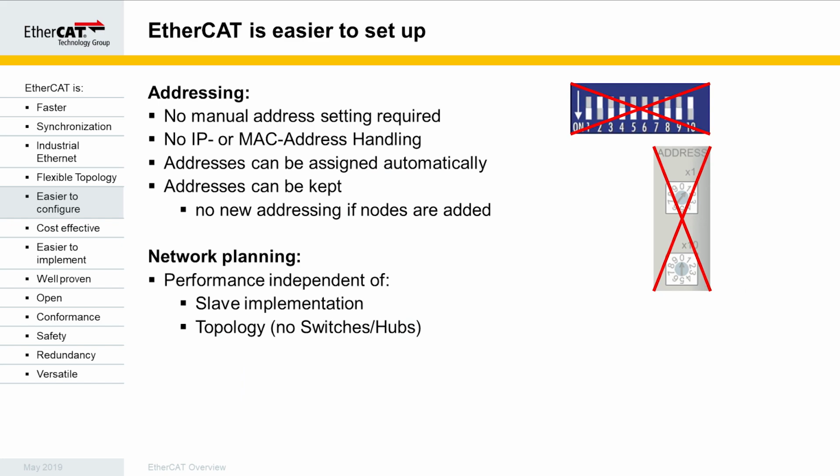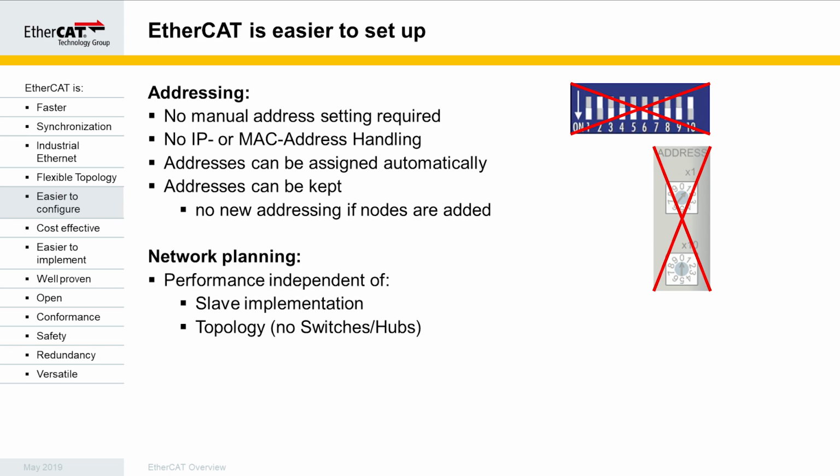Also, setup and commissioning is simplified with EtherCAT. First of all, we don't need MAC addresses, we don't need IP addresses. You don't have to set addresses at all. They're distributed automatically. You can even enhance networks and keep the old addresses with EtherCAT. And also the network planning. Don't worry about switches, don't worry about topology. Just put your network together any way you like.